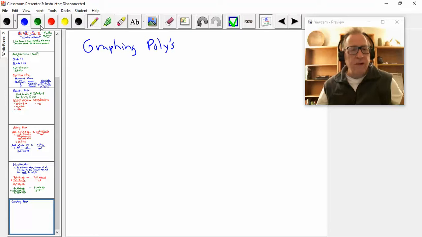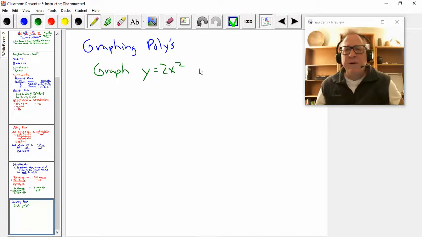So, here's a problem. Let's graph y equals 2x squared. Well, what we're going to do is the same thing that we did time and time again when we were graphing linear equations.